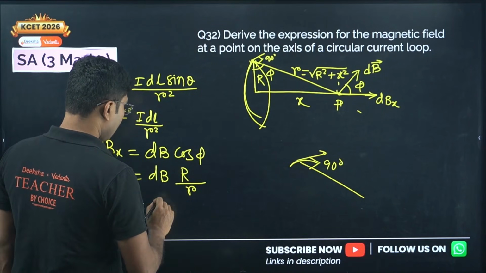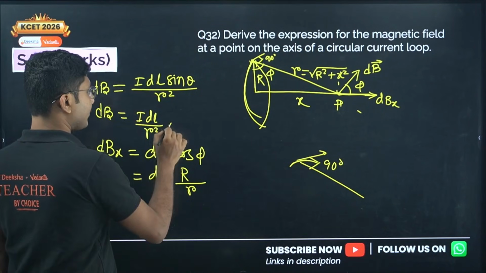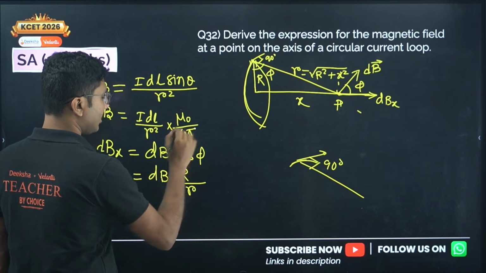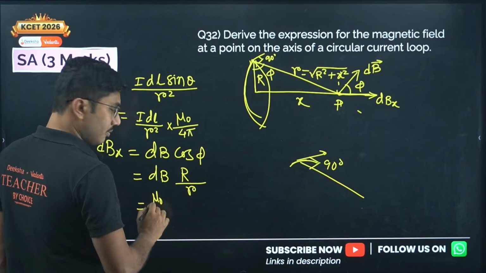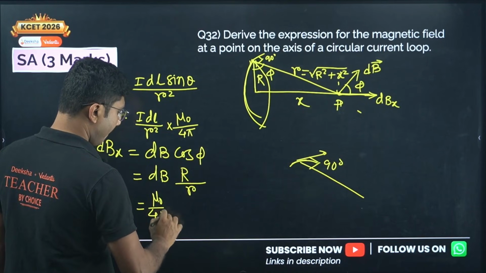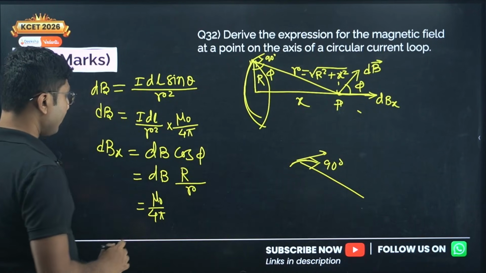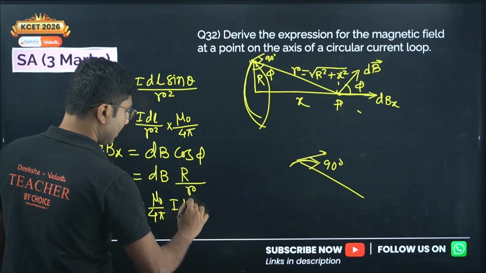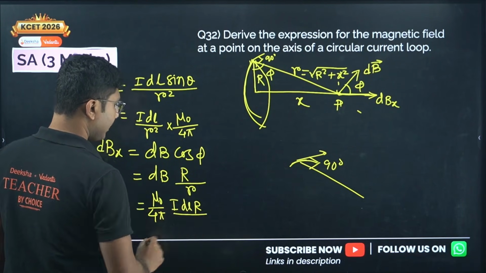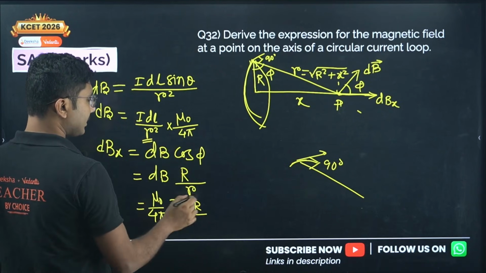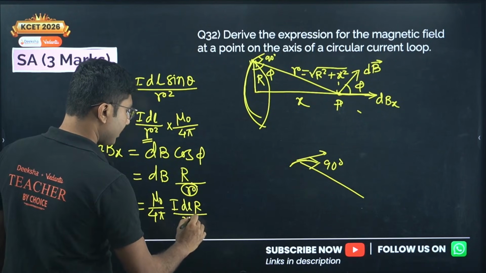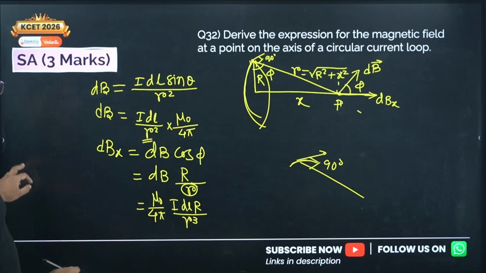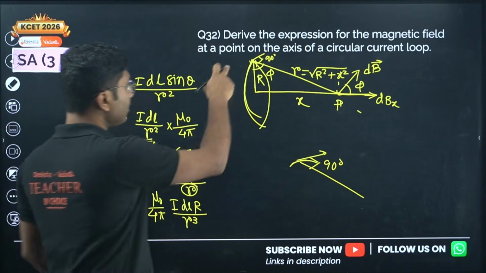There was one thing I forgot, mu naught by 4 pi was there. So mu naught by 4 pi, and we have I dl r divided by r square. Initially there was one small r, another is added, so it will be r cube. So this is the magnetic field due to this small element.